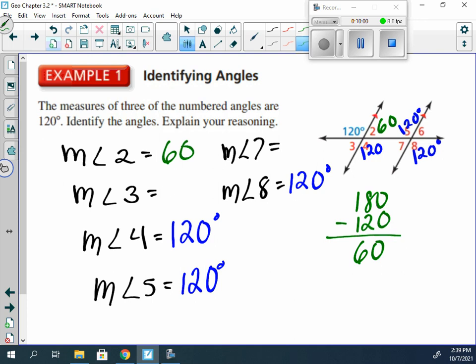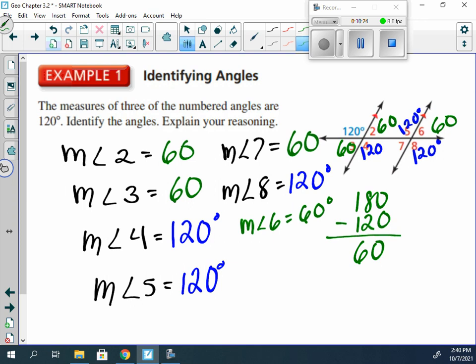60. Well, 2 and 3 are vertical angles, yes? Yes. So angle 3 has to be? Well, 3 and 7 are corresponding angles, yes? Yeah. So 7 is? And it means angle 6 is also going to be 60.